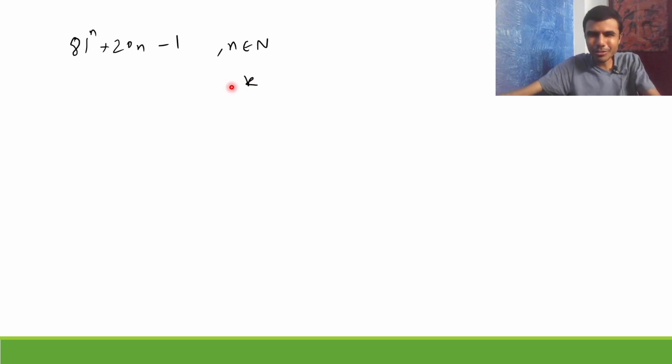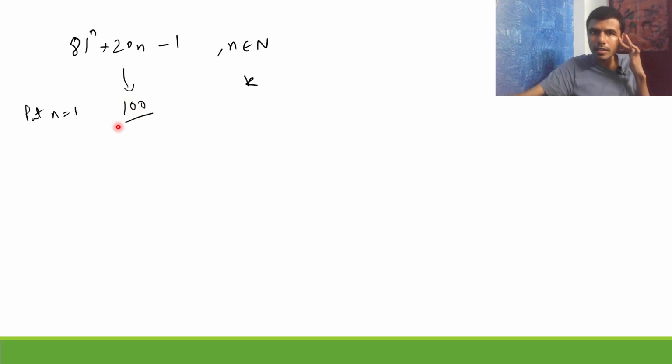I know some of you would not even understand the question. There is some number which divides everything, like if you put n as 1, n as 2, there is some number which divides all of them. What is that? First put n equal to 1. What would I get? 81^1 + 20 - 1. So 81 minus 1 is 80, 80 plus 20 is 100. This gives me 100.